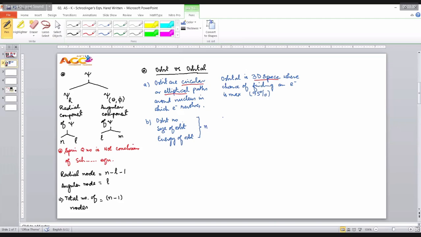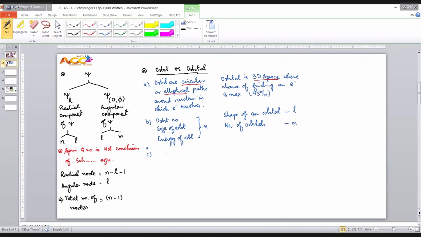Here, if you want to know the shape of the orbital, you have to go for the azimuthal quantum number. No, sir, I want to know the number of orbitals. If I want to know the number of orbitals, then I have to go for the magnetic quantum number. Right.